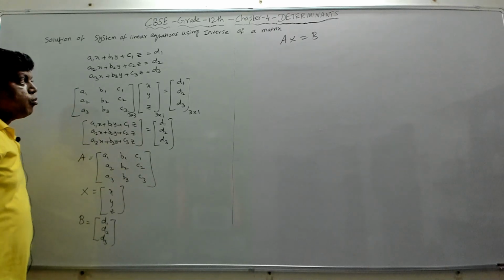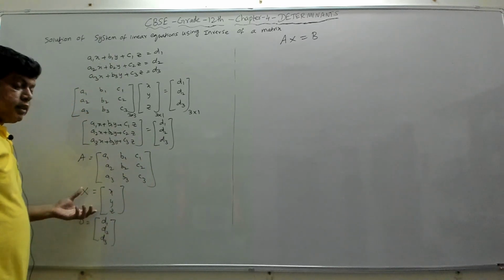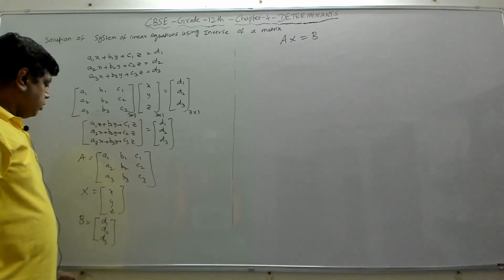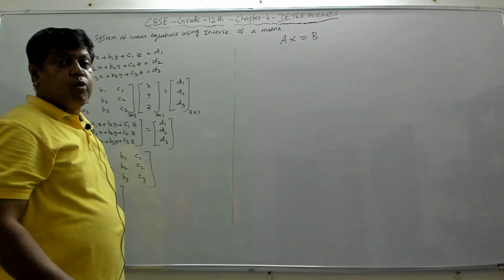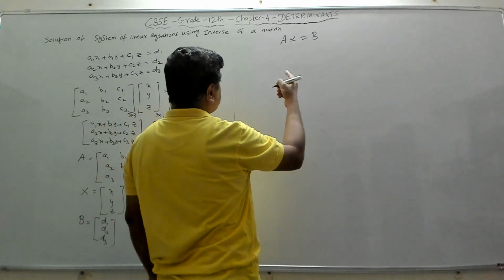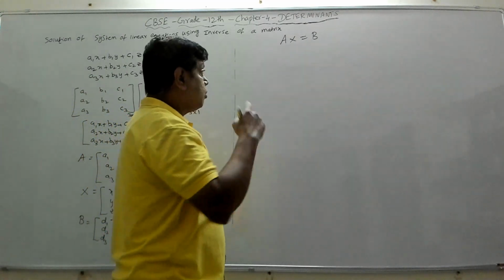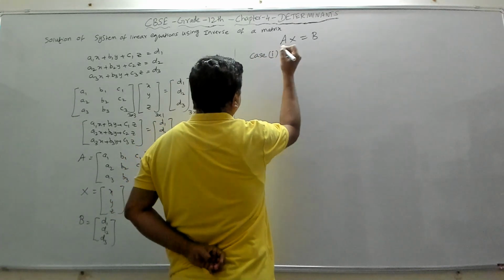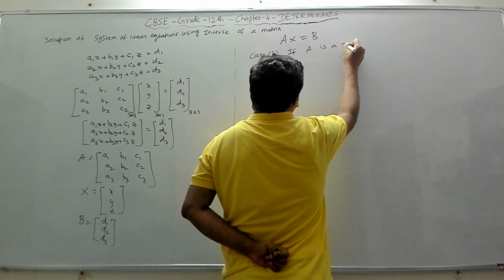Now if you find the matrix X, capital X, which is x, y, z, then we will be able to find the value of the variables small x, y, z. So using this matrix equation, we can find the value of the matrix X provided A inverse exists. So what is the condition for A inverse to exist? A should be a non-singular matrix, which means determinant of A should not be equal to 0. So case 1 is if A is a non-singular matrix.